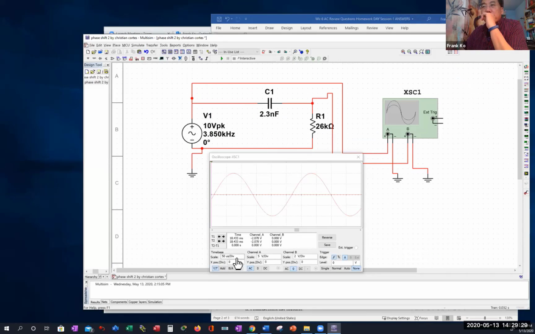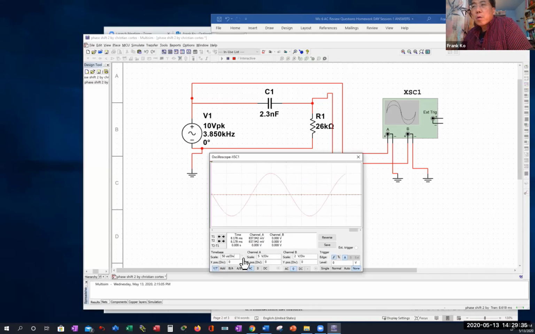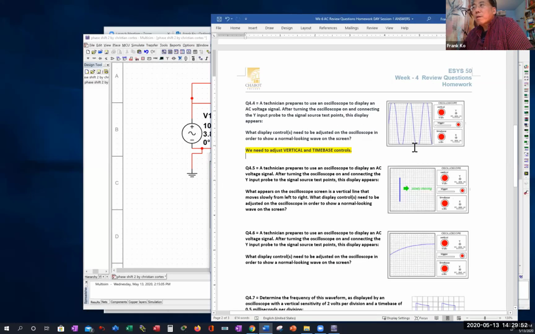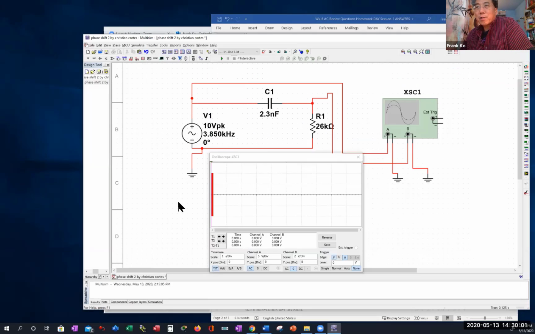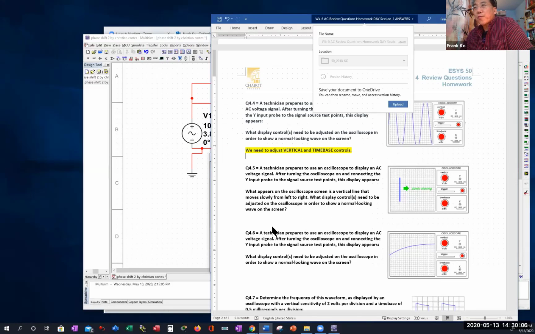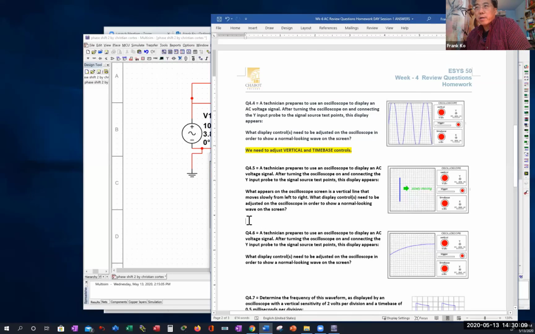Let's see if I can mimic this at all. Let's put this in the run mode. This is about as close as I can get to the display of what they have here. It looks like a narrow vertical bar, and it's not showing anything close to what we've got. So what do I need to adjust in order for this to appear more normal looking?